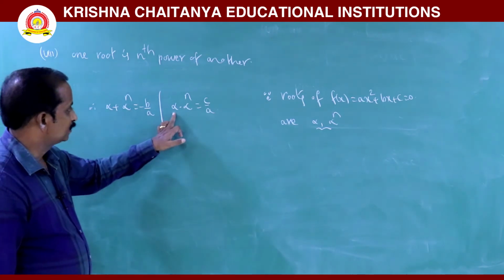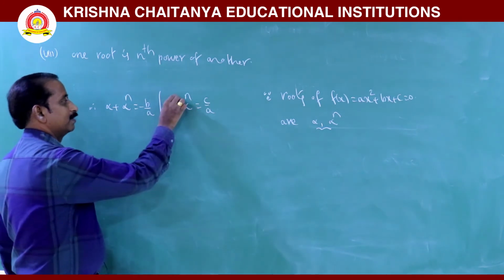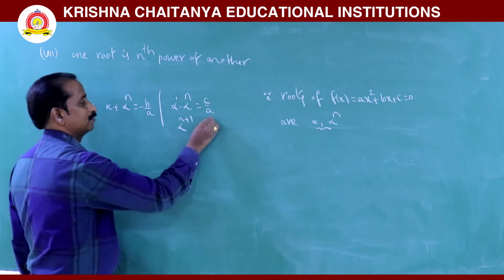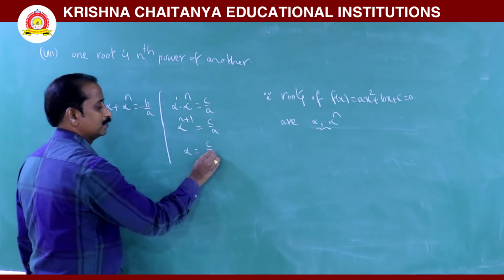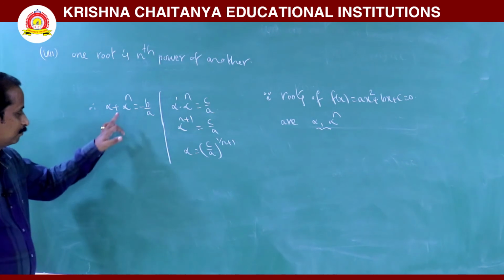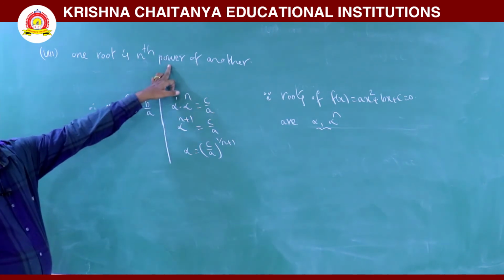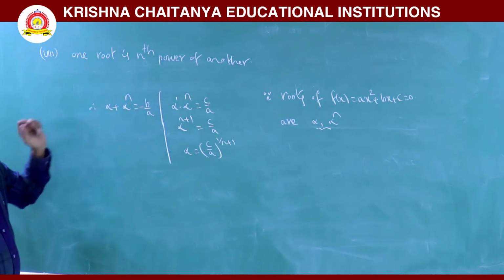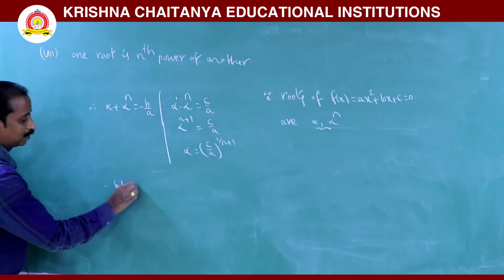Observe, the bases are equal, so the powers are added. Here the power means 1. Alpha to the power of n plus 1 is equal to c by a. I can write from this that alpha is equal to (c by a) whole to the power of 1 by n plus 1. From these two we eliminate alpha and we get the condition. Now replace alpha in this equation.